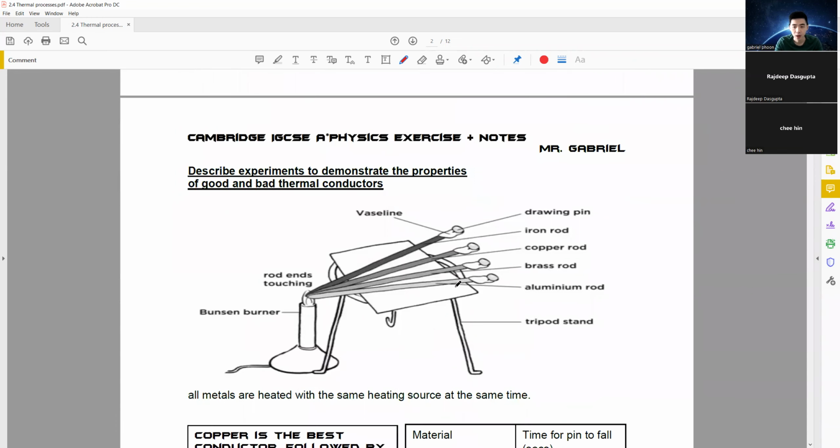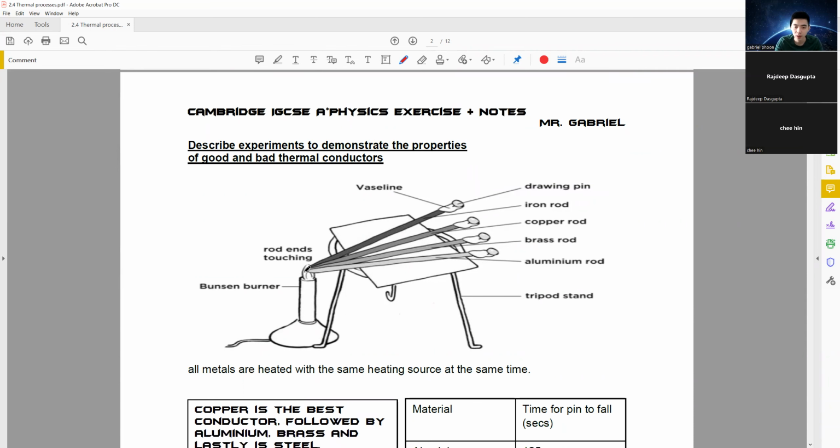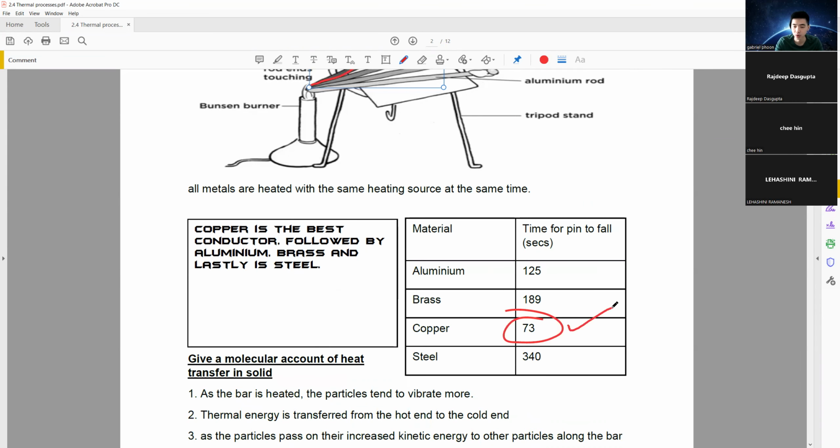Then after that, we also talked about a simple experiment to demonstrate which one could be a better conductor of heat. Basically, you have four different metals, right? All heated up at the same time by the same heating source, right? And then at the end of each and every one of these metals, they stick a Vaseline onto the end, right? So basically, whichever one has the greatest conduction of heat will conduct the heat fastest towards the end and then melt the Vaseline and drop the drawing pin. From here, last week we mentioned that copper is actually the best conductor, followed by aluminum, brass, and finally steel, right?